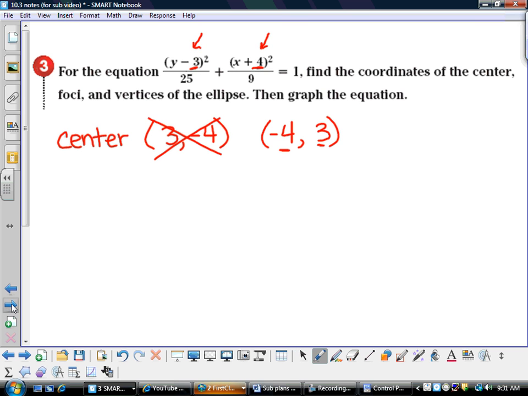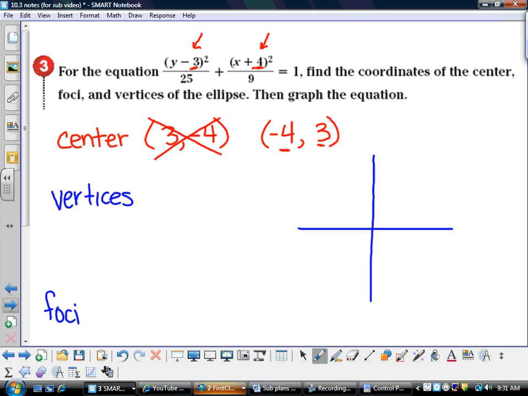They also want us to find the vertices and the foci. And to get those values, I really like to look at a graph. So let's sketch out a quick graph here of what this ellipse looks like. The center is at negative 4 comma 3. And then we need to find those other things.